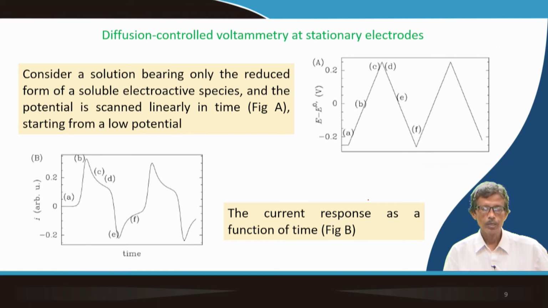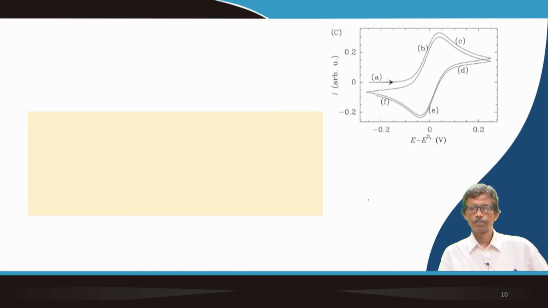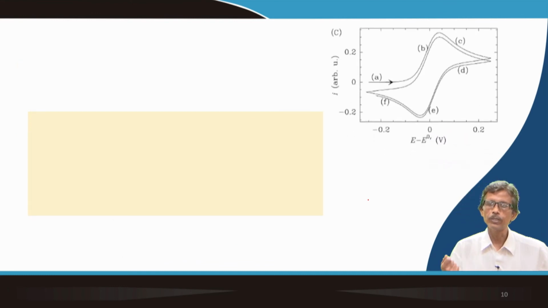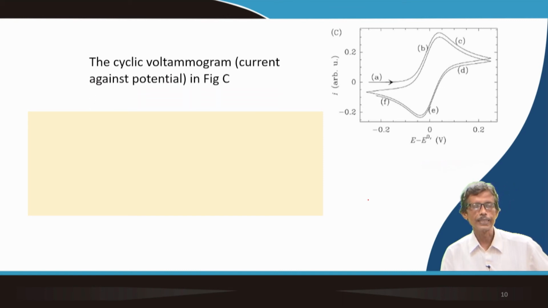Similarly, for the current response, this is how it looks when you actually scan it: A to B, B to C, C to D, D to E, E to F. What we get is a cyclic voltammogram, a plot of current against potential, with current I in milliampere or microampere. Here it is microampere, so it is a very small current.